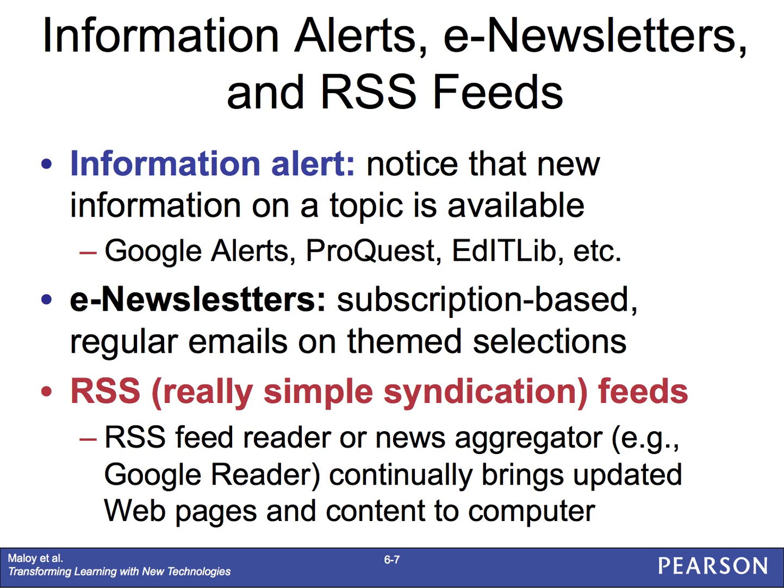Information alerts. Well, you can sign up for those. FAMU has information alerts on the weather or crime or internet outages, things like that, that you can get on your phone or sent to your computer. You can also get them on particular topics. You can get Google alerts and stuff like that.